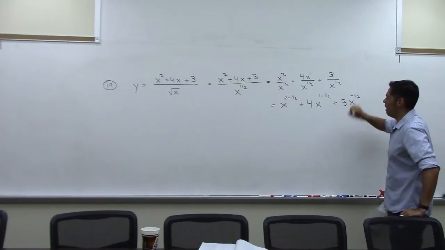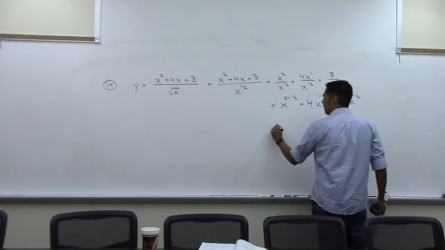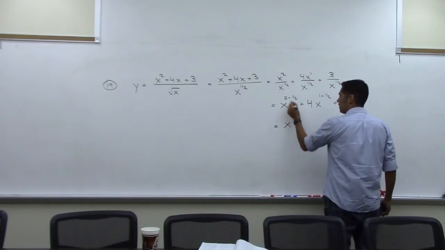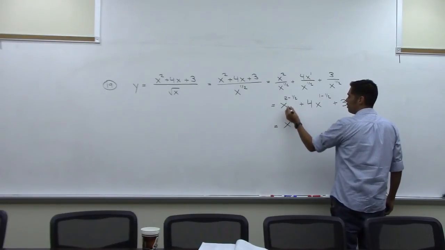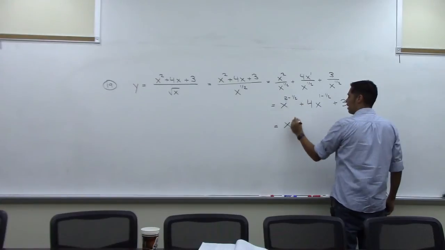Now we have like x to a power, x to a power, x to a power, and that we can differentiate. So let me do this. You have to get a common denominator here. So you turn this 2 over 1 into a 4 over 2, then subtract, you get 3 halves.